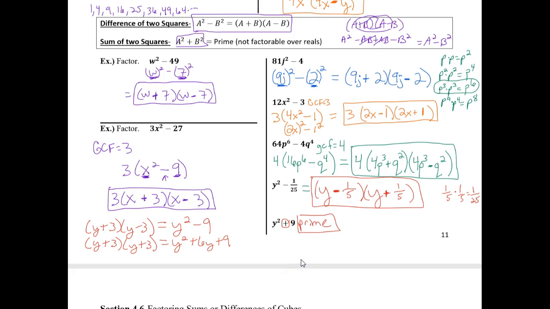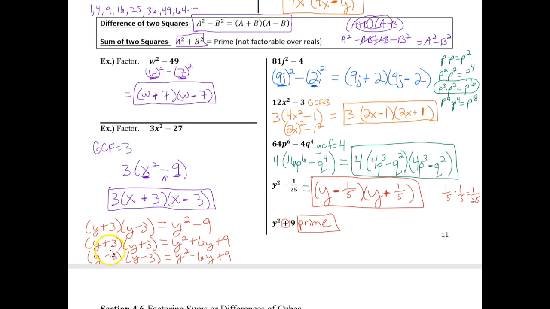Well, what if I did two negatives? Y minus 3 times y minus 3. It's going to be the same idea. Y times y gives me y squared. Then I could do a negative 3 times y, which is negative 3y. And then a negative 3 times y. So the inner and outer add up to negative 6y. And then the negative 3 times negative 3 gives us a positive 9.